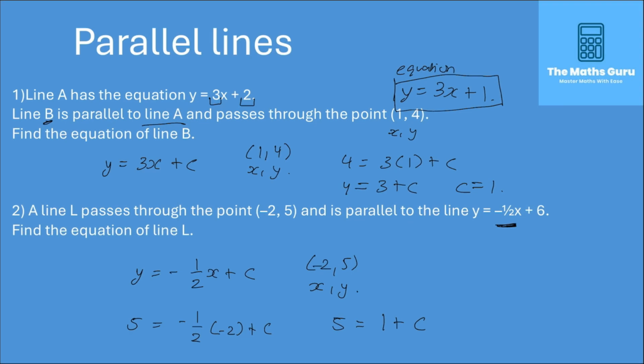To solve for our c, we need to make it the subject of the formula. We see that it's being added to 1 right now. To reverse this, we minus 1 from both sides to get 4 is equal to c, and therefore the equation of the line is y equals minus a half x plus 4.